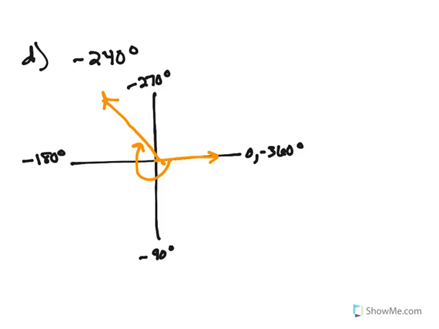Any idea what that one is in radians if we were going positive? We just did it in the other example. Looks like 2 pi over 3, right? And in fact, if we did the calculation, it is.